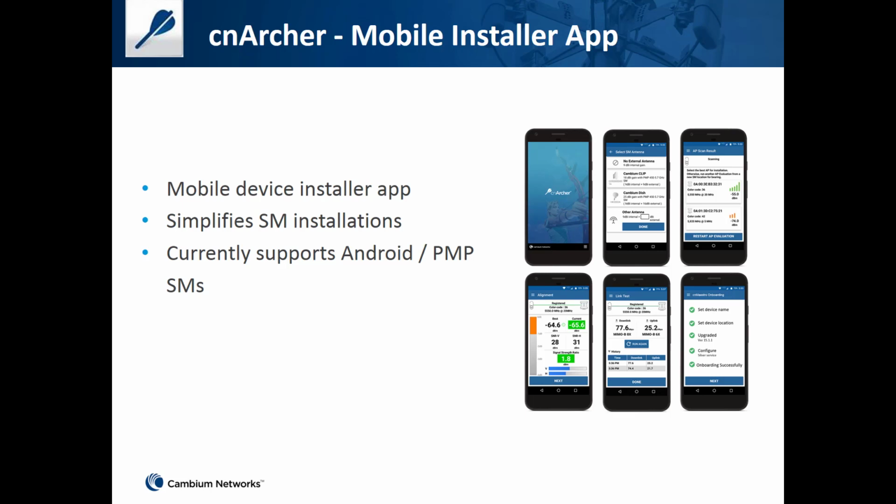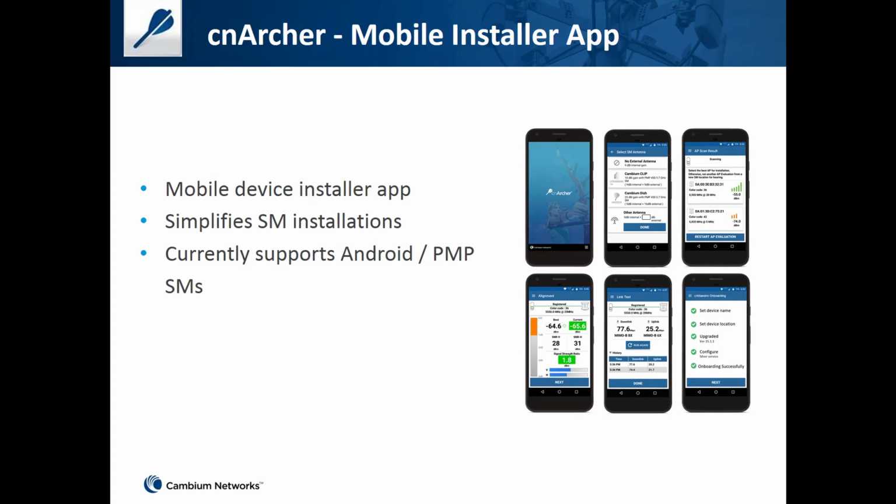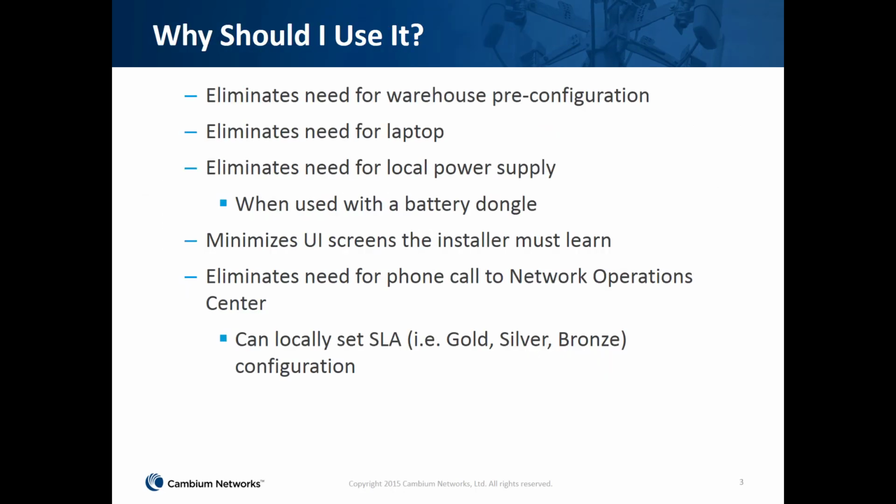So for those of you that are new to CnArcher, I'd like to just provide a brief overview and then we'll move into what's new. CnArcher is a mobile installer app that currently helps simplify installations of PMP subscriber modules. The app at the moment is an Android app, and at the moment is compatible with the Cambium PMP product line. It provides a number of benefits.